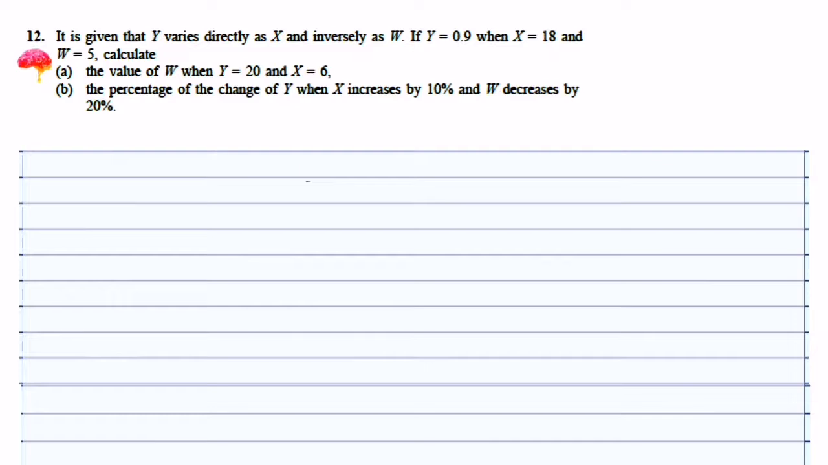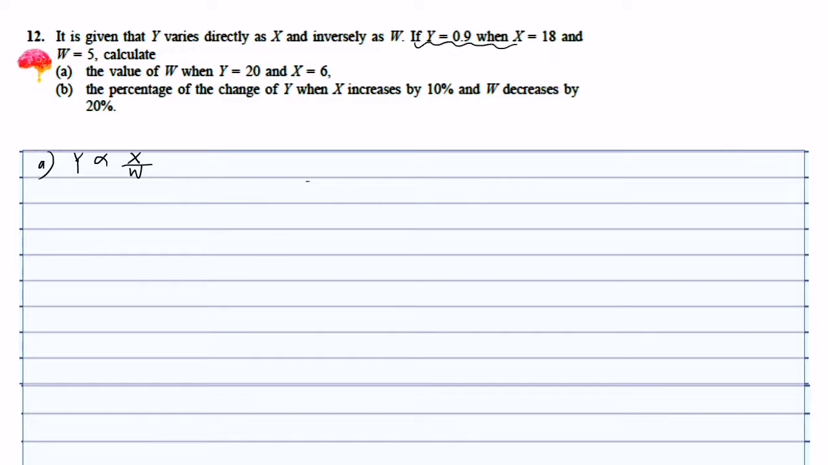Question number 12. It is given that y varies directly as S and inversely as W. If y equals 0.9 when S equals 18 and W equals 5, calculate A, the value of W when y equals 20 and S equals 6. Okay, first, again, we write the variation first. Y varies directly as S and inversely as W. So inversely put at the denominator.